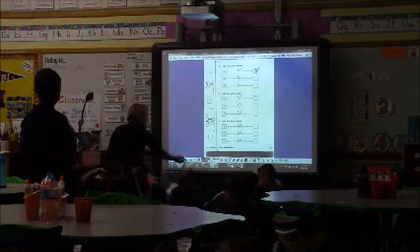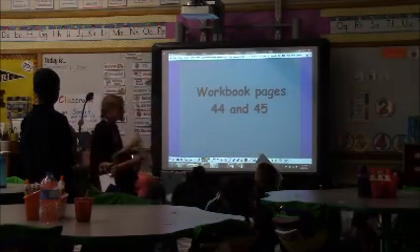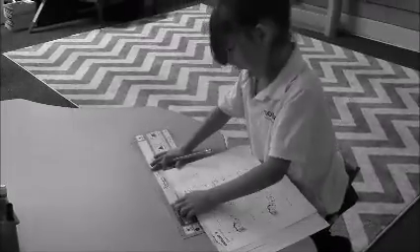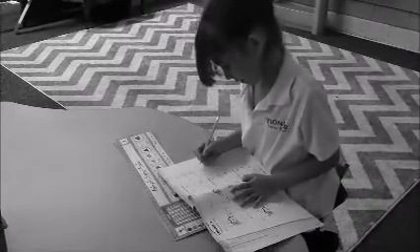What are our workbook pages? When you get to your seat, we're going to turn to page 44. That's great. I don't want to see you using fingers. We're using our number line. That's the strategy we learned today.